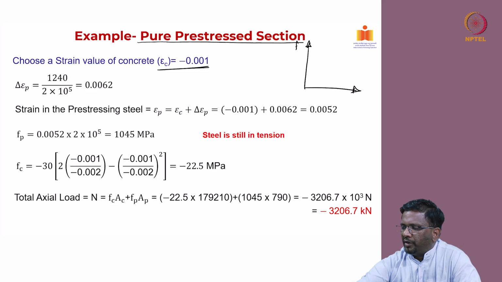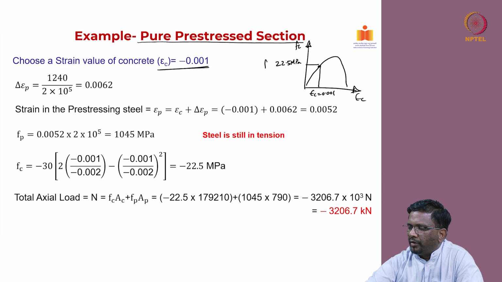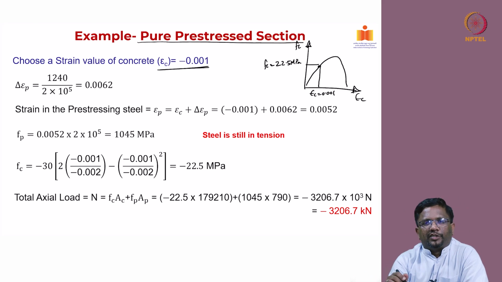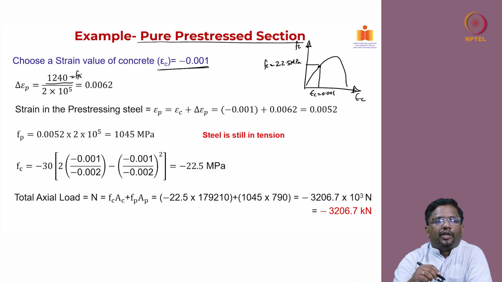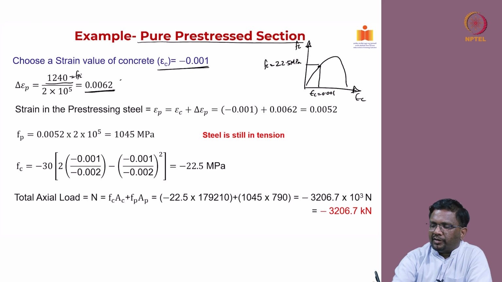This is again the stress strain curve for concrete. We are looking at this particular strain, epsilon c equal to 0.001, which gives me a stress Fc equal to 22.5 megapascal. Now, what is delta epsilon p, the initial strain, from the initial stress Fpi? When I do 1240 divided by 2 into 10 to the power 5, I get an initial strain of 0.0062, that is in tension, this is plus.